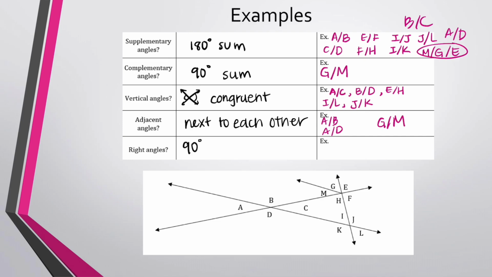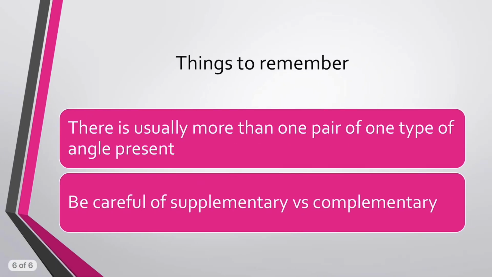And then right angles, we have angle E. And that's a symbol for angle, by the way, is you kind of do like a, it looks like a less than, but the bottom is flat. So I have angle E, angle F, angle H. Not angle G and M because those add up to 90. Those are complementary, but they are not right angles.